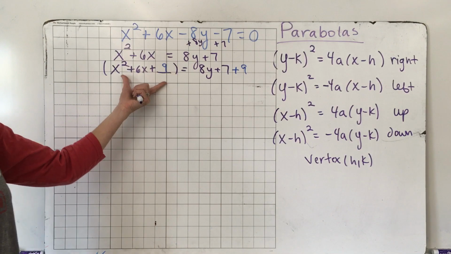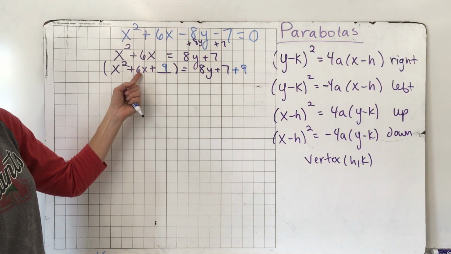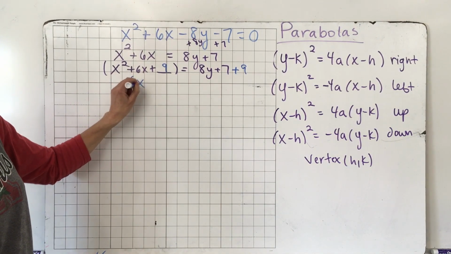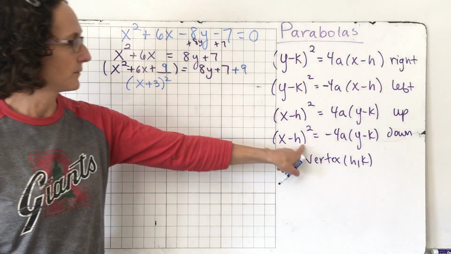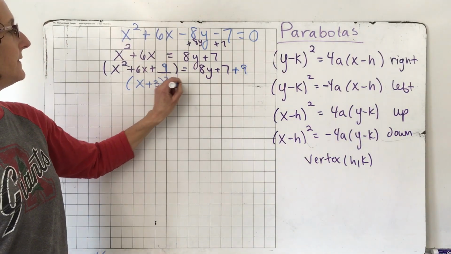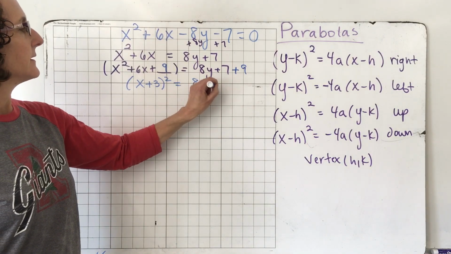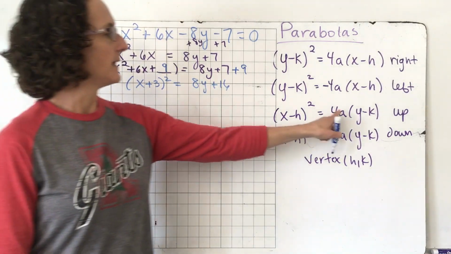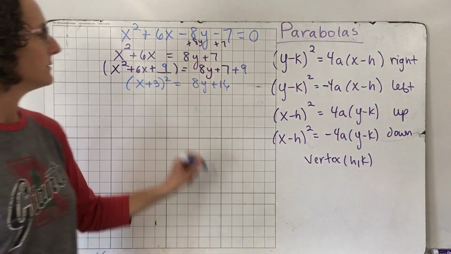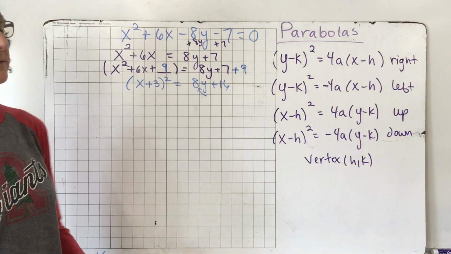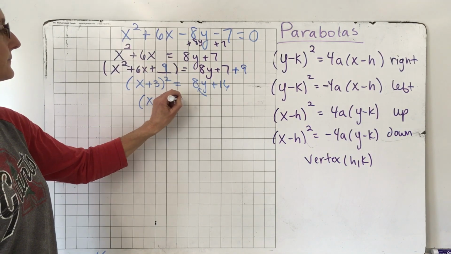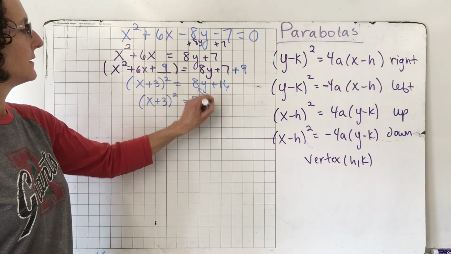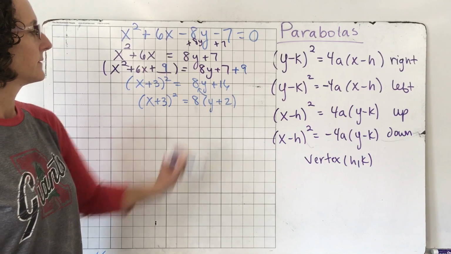All right, and then you just factor this. If you think about this, what multiplies to 9 and adds to 6? It's 3 and 3. So this factors into x plus 3 squared, which is this part. And then on this side, you get 8y plus 16. And that doesn't quite look like this. So what you need to do is factor this out, okay? So you get x plus 3 squared equals 8 times y plus 2, okay?